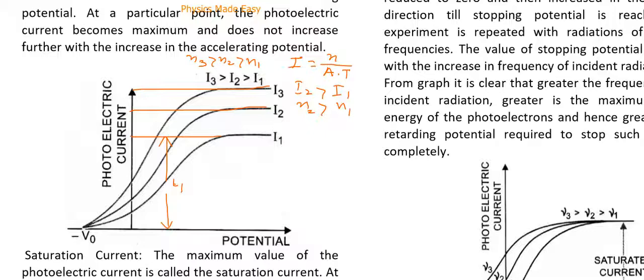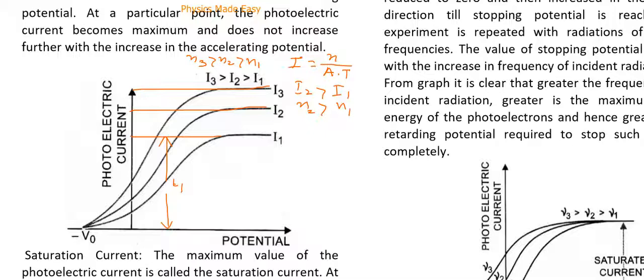N1 is the number of photons falling per unit area per unit time corresponding to I1. N2 is the number of photons falling per unit area per unit time corresponding to I2. Similarly, N3 corresponds to I3. Now the saturation value increases as the intensity increases. The logic is quite clear. If intensity increases, then the number of photons falling per unit area per unit time increases. It means more and more electrons will be emitted with increasing intensity.